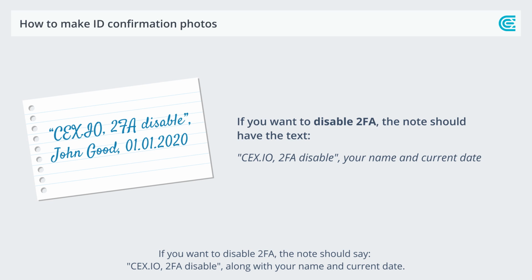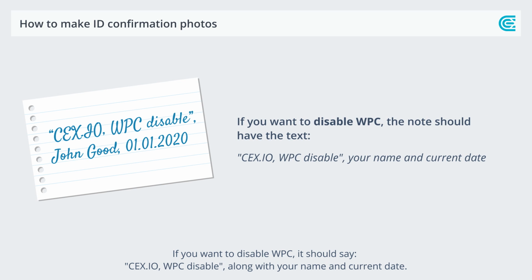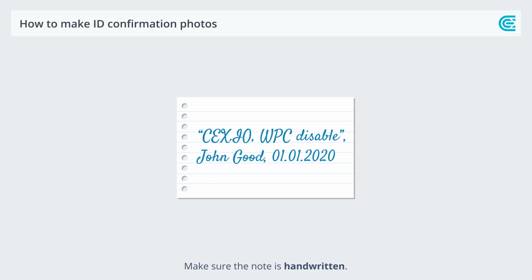If you want to disable two-factor authentication, the note should say CEX.IO 2FA disable, along with your name and the current date. If you want to change your email, it should say CEX.IO email change, along with your name and the current date. If you wish to disable WPC, it should say CEX.IO WPC disable, along with your name and the current date. Make sure the note is handwritten.